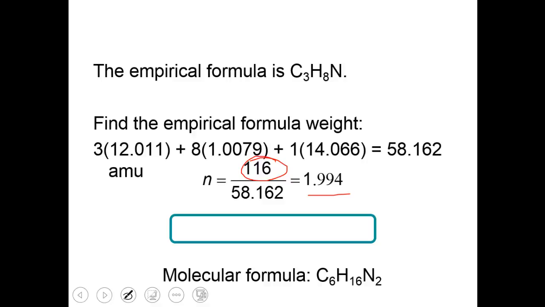All right, that's it for section 3.9, empirical formulas and chemical analysis and molecular formulas. The next section, section 3.10, is on balancing chemical reactions. And so we'll get to that in the final video.